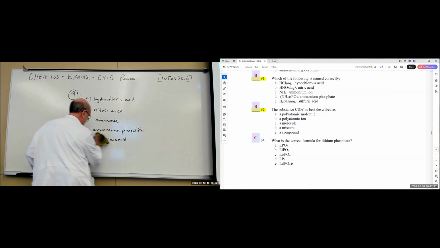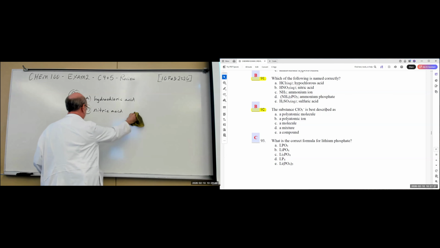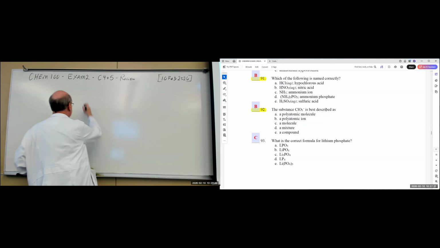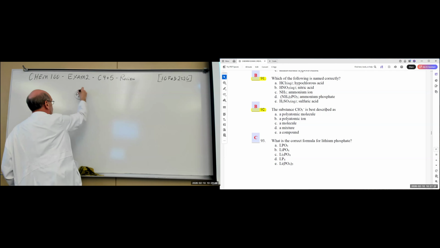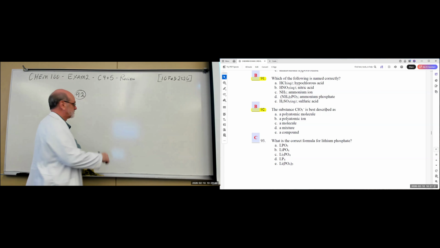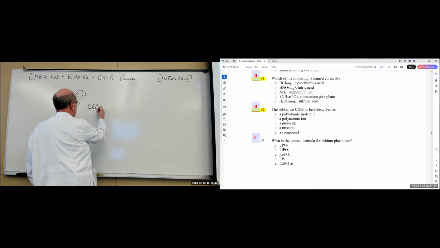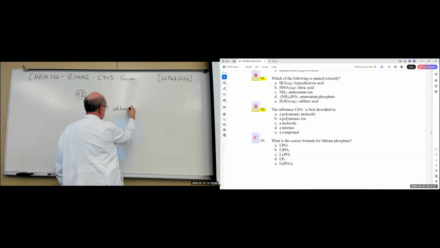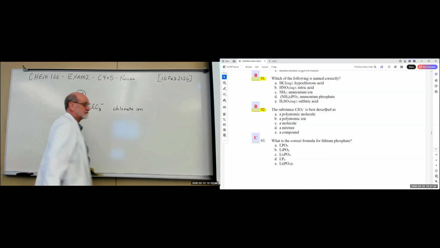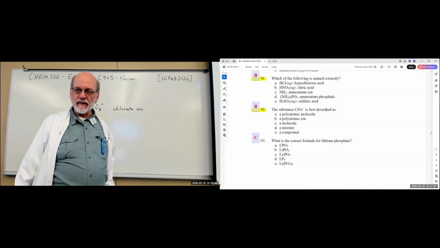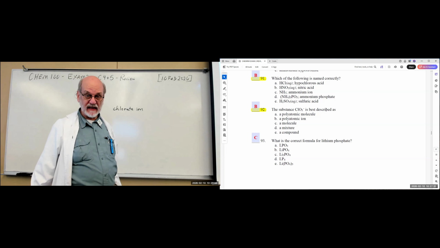92. The substance ClO3 minus is best described as... This is the chlorate ion. Okay. So what is it? It's not a polyatomic molecule. It's a polyatomic ion. That's B.